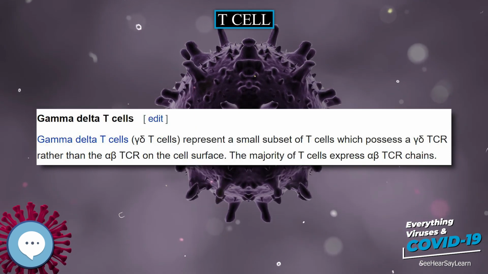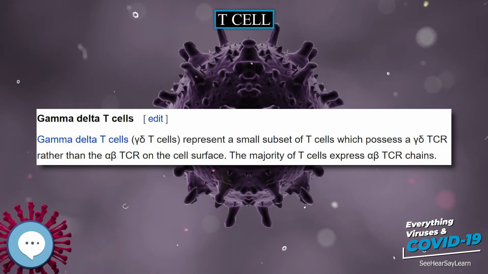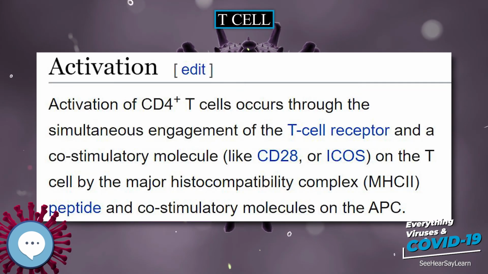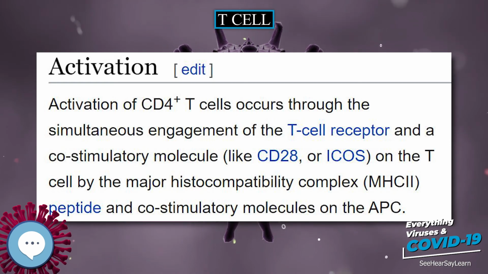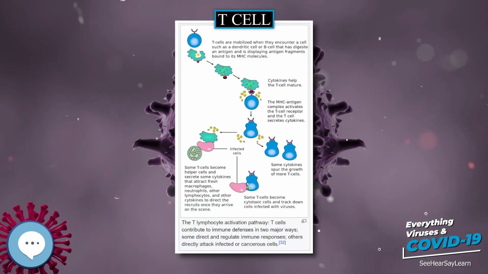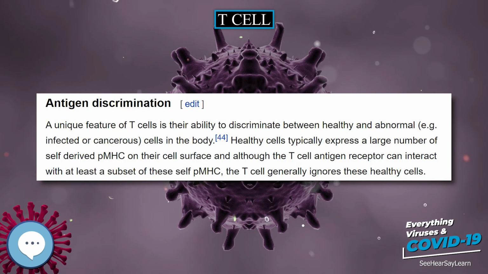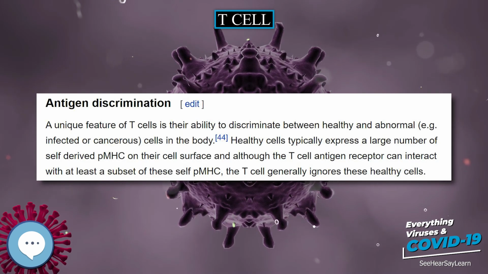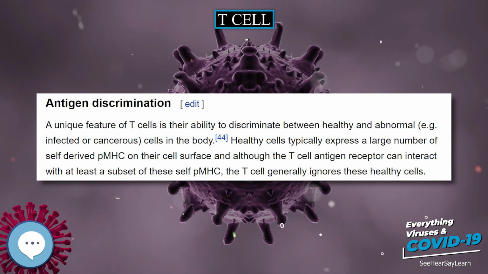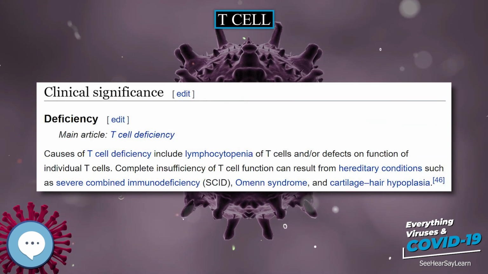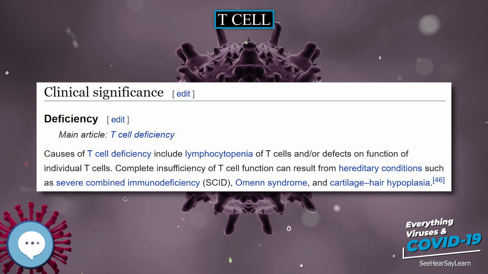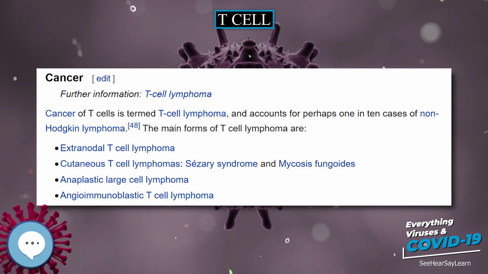The main pathogens of concern in T-cell deficiencies are intracellular pathogens, including herpes simplex virus, mycobacterium and listeria. Also, fungal infections are more common and severe in T-cell deficiencies. Cancer. Cancer of T-cells is termed T-cell lymphoma, and accounts for perhaps 1 in 10 cases of non-Hodgkin lymphoma. The main forms of T-cell lymphoma are exhaustion.